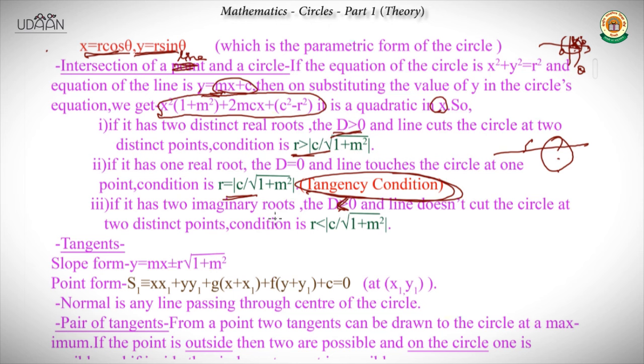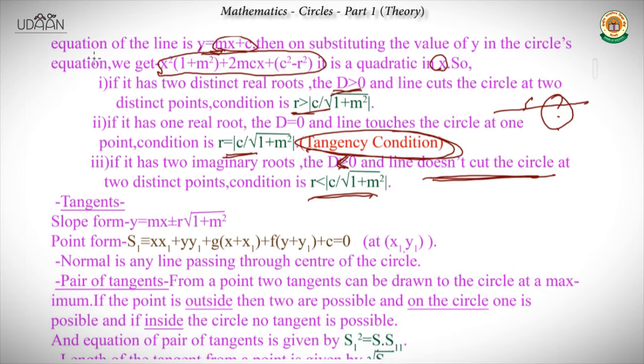And D is less than 0, which means imaginary roots, which means that r is less than mod c by root over 1 plus m square. And that means the line doesn't touch the circle at all. It doesn't intersect. It just goes above or below, or some side of it, and does not intersect the circumference at all. So we covered this point.